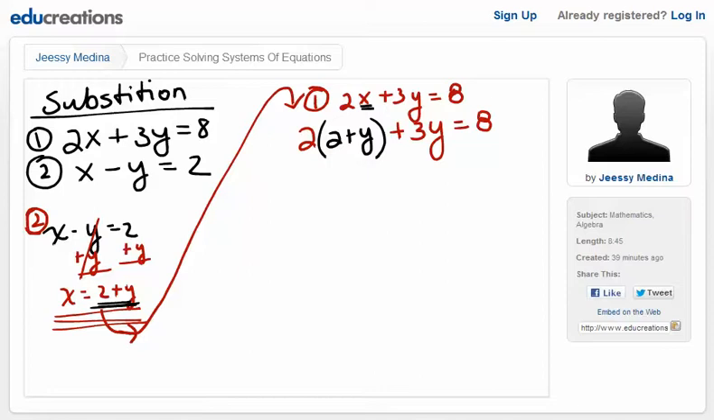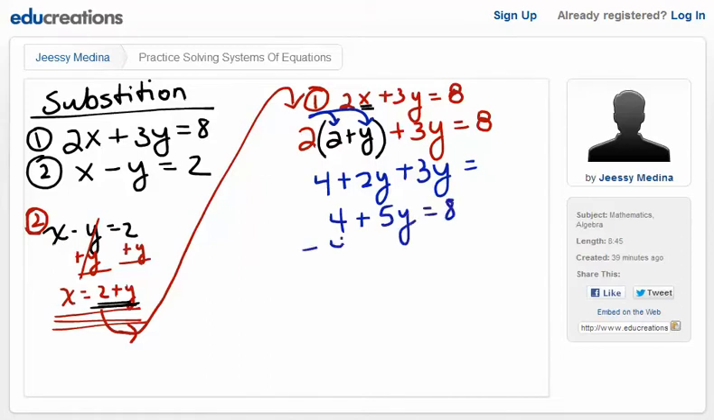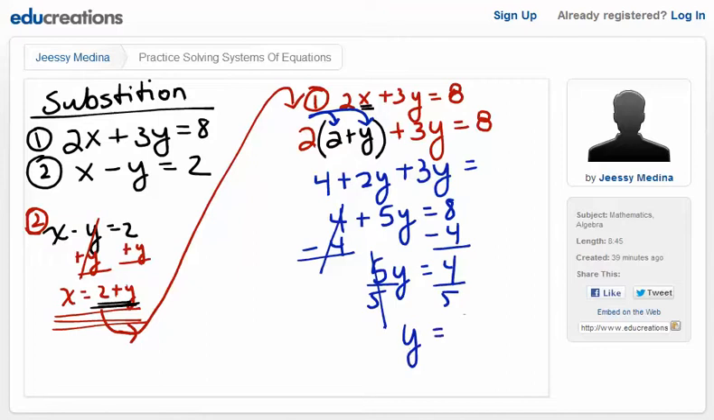And then we're going to distribute, and you get 4 plus 2y plus 3y equals 8. 4 plus 5y equals 8. Subtract 4. 5y equals 4, and we divide both sides by 5. We get that y equals 4/5.